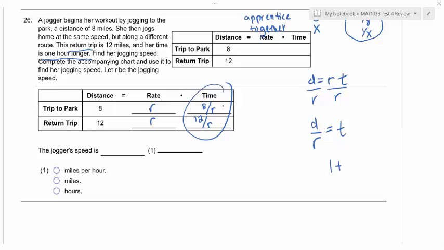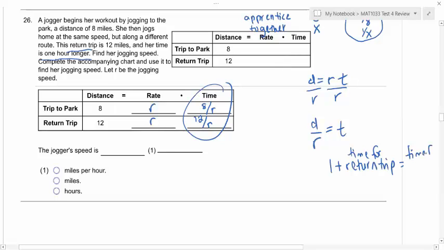So let's think about it for a second. Let's just think about it in terms of words. If the return trip is 1 hour longer than the trip to the park, are you going to put 1 plus trip to the park equals return trip? Or are you going to put 1 plus return trip equals trip to the park? Which way? It would be the 1 plus the return trip, right? Equals the time for the trip. Now go back and read your sentence and see if that makes sense. It says the return trip is 1 hour longer.